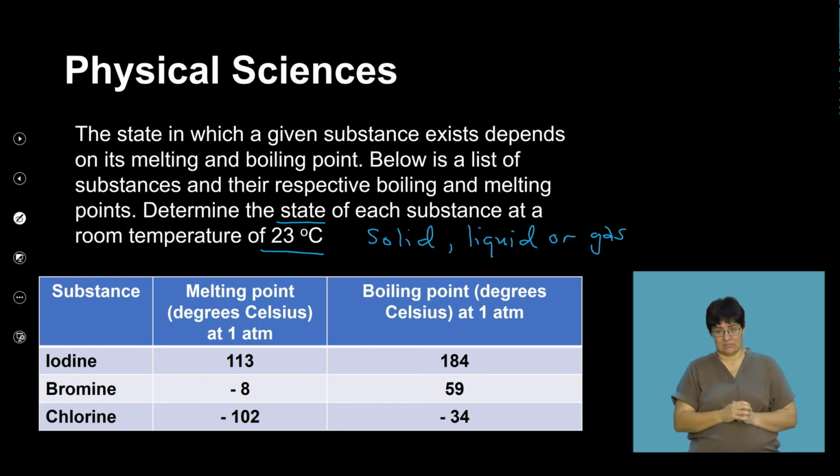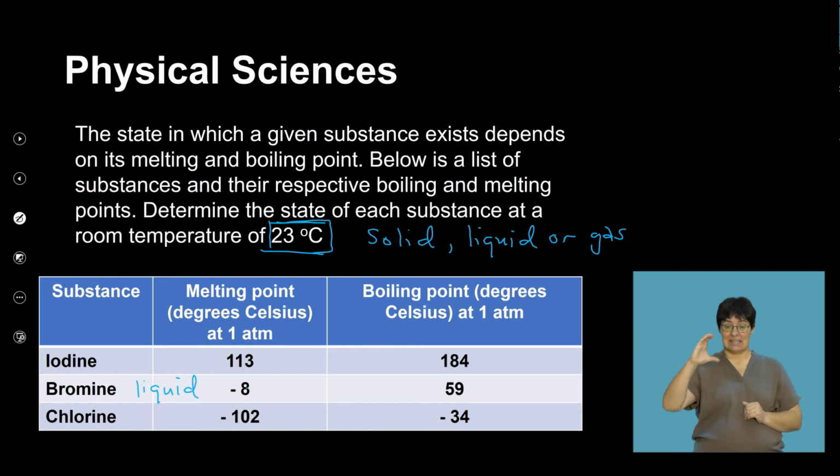Now let's look at bromine. Bromine melts at -8 and boils at 59. Now we have to compare these two temperatures to the 23 degrees Celsius. So if bromine melts at -8, and 23 is greater than -8, then it means bromine will be a liquid, while at 23 degrees Celsius, iodine will still be in solid form. It's very important to note that.